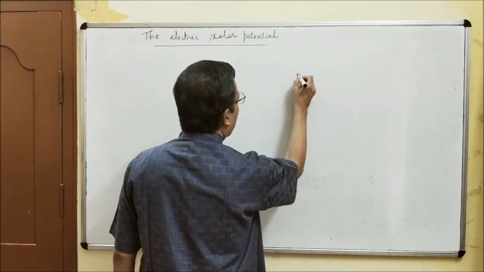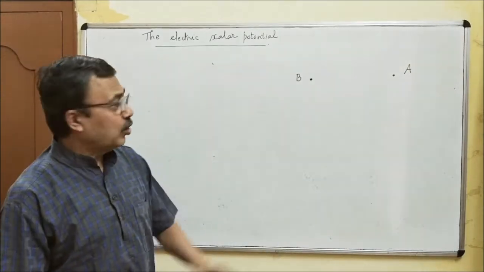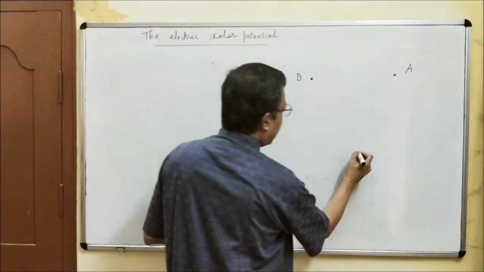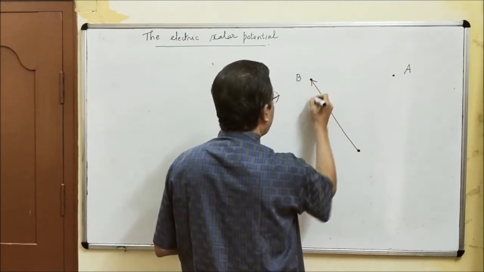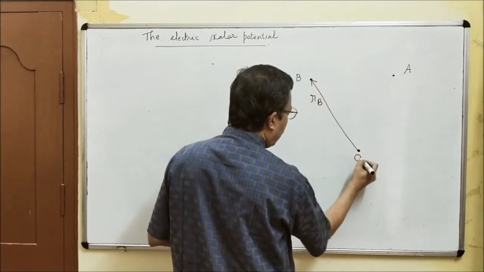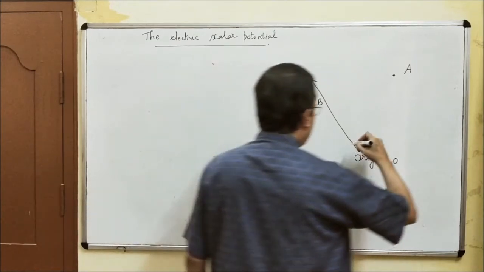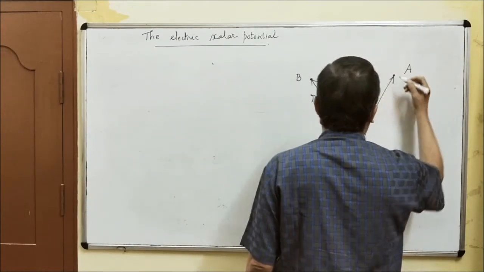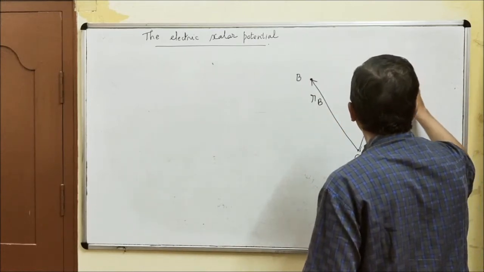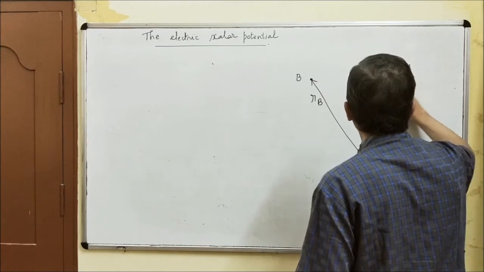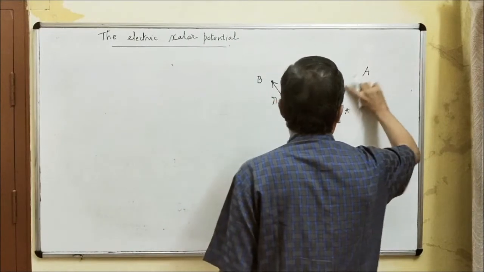Let us consider 2 points B and A. These 2 points are at a distance RB. This distance is RB from the origin O. Point B is at a distance RB, and point A is at a distance RA from the origin.